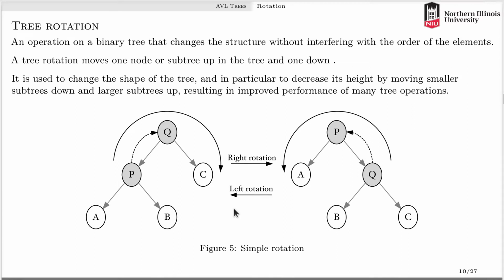So let's first define what a rotation is, okay? What we're going to do is change the structure of this tree without changing the order of the keys of these elements, okay? Now, these are just arbitrarily labeled. Clearly, these are not sorted. The letters in these trees are not the keys of these nodes. They're there just for reference, okay? Maybe this slide could be improved. Anyway, I apologize for that.